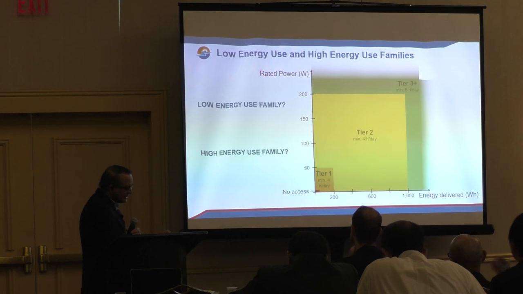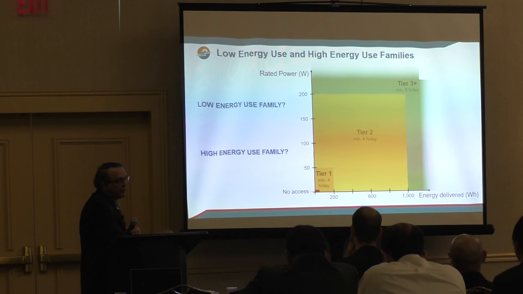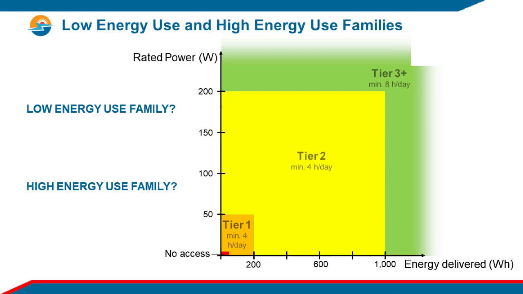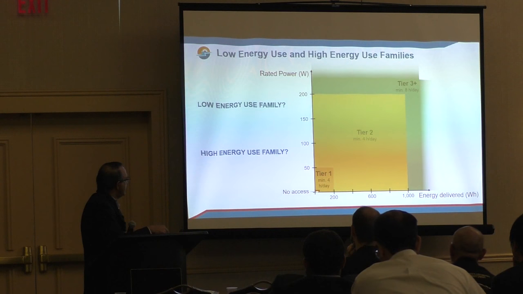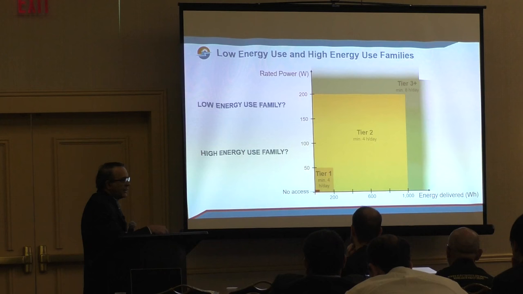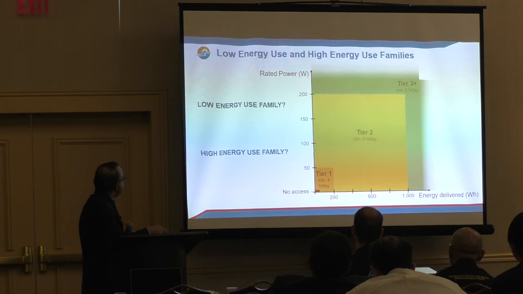Okay, so again, let's take a look at where we are and what we think is the transition that we're talking about. So this is no access, this is energy delivered, and this is peak power that the rating is. So tier one is really sitting kind of out here. It's just lighting mainly and cell phones. And what we are now talking about is making this migration. We want people to be moving along that axis and going out there.